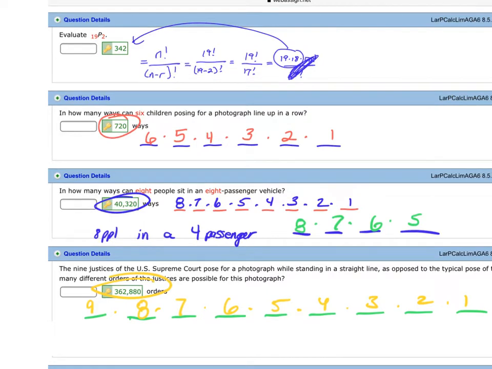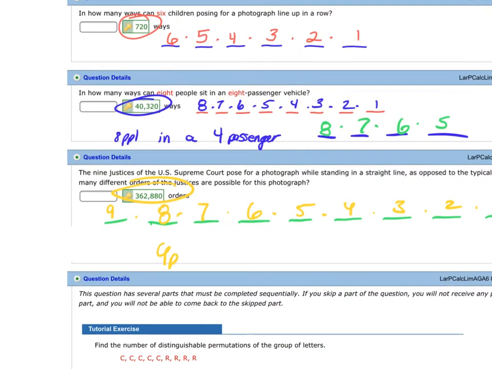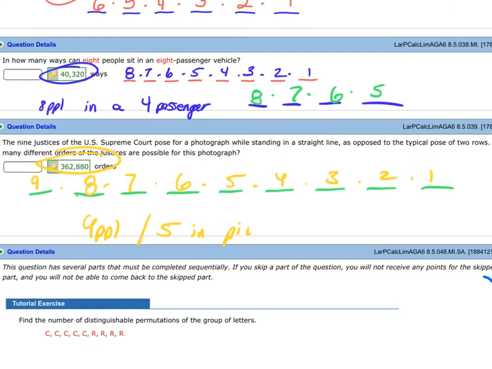be in the picture. So if there's 9 people, but 5 in the picture, how many spots are there that we have to fill? 5 spots. So 1, 2, 3, 4, 5. Well, how many possibilities are there for that first spot? 9. All right, that first spot is filled.